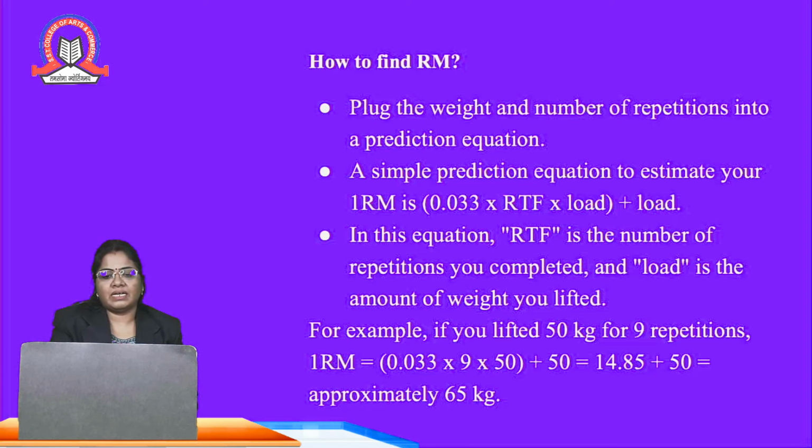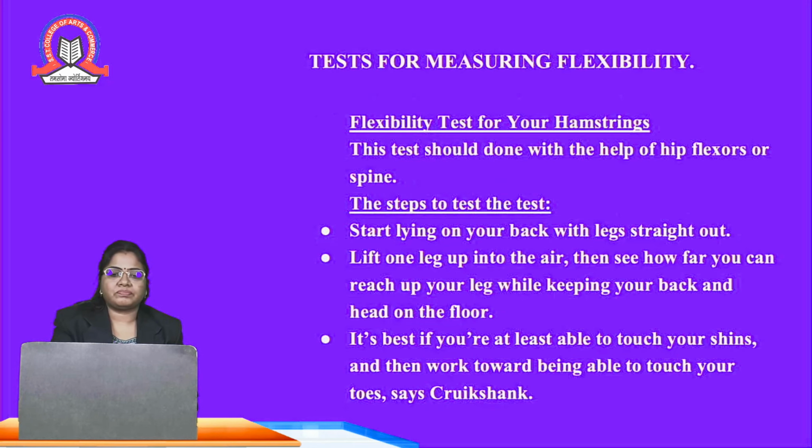If 50 kg weight is lifted by one person for 9 repetitions, the one RM calculation is 0.033 times 9 times 50, plus load 50, we want to add, that is plus 50. The answer is 14.85 plus 50, that is equal to approximately 65 kg. So this is one RM.